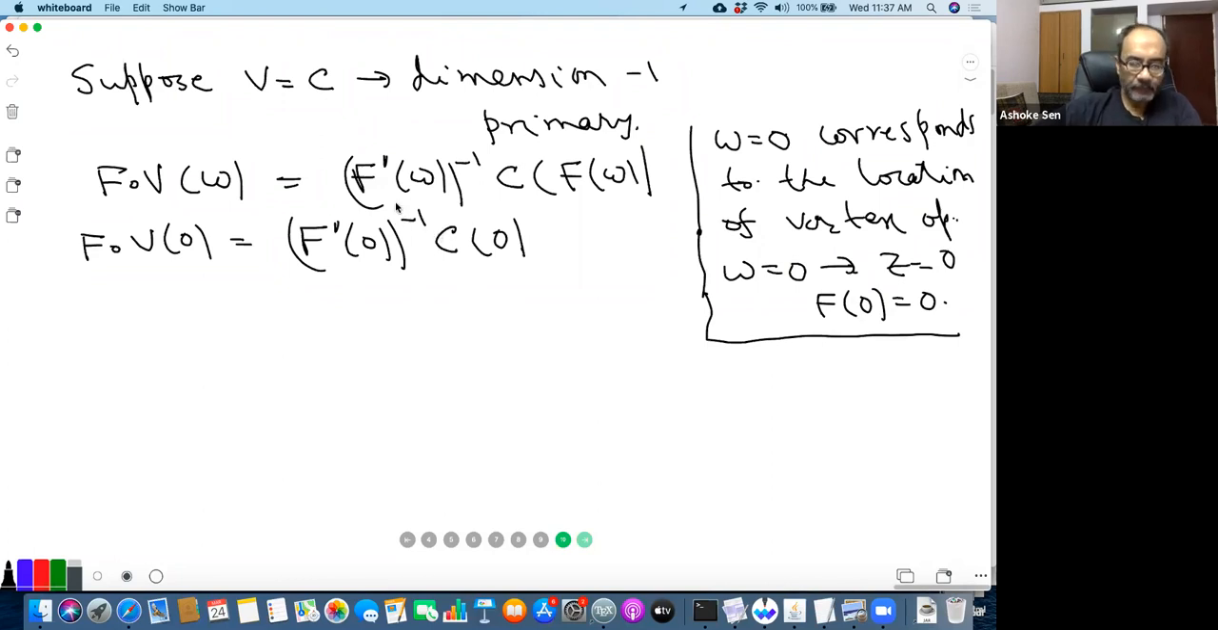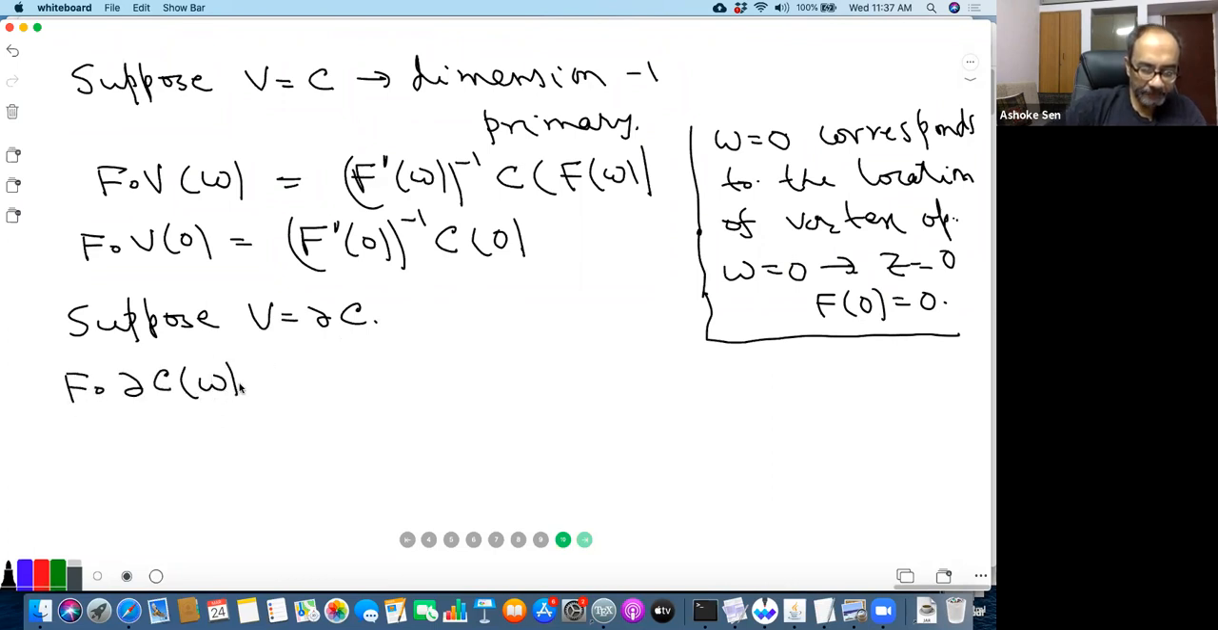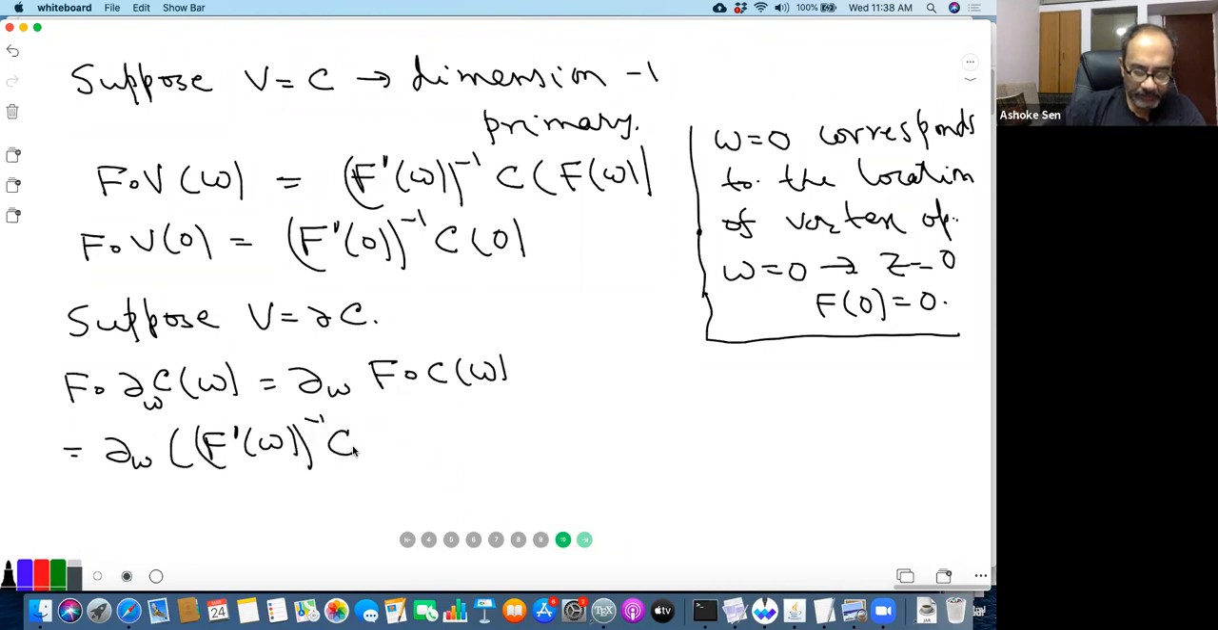Otherwise f is arbitrary. Different choices of f will correspond to different looking string field theories. But let me first give another example. Suppose V is the derivative of c. Then if we take this derivative with respect to w, I can write this as ∂_w f∘c(w), because f is like a similarity transformation of c by some abstract operators involving the Virasoro generators, right? w is just a label, so you can take this derivative out. So this is the derivative of f'(w)^{-1} c(f(w)).